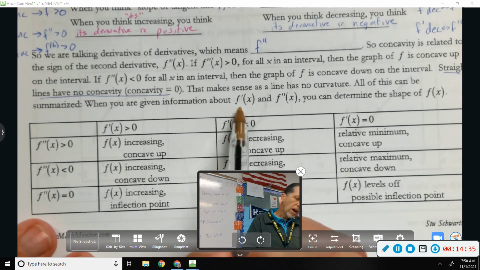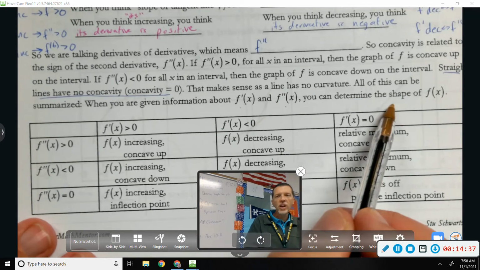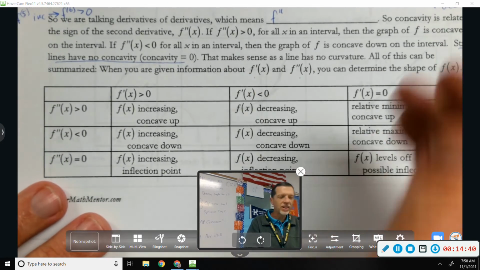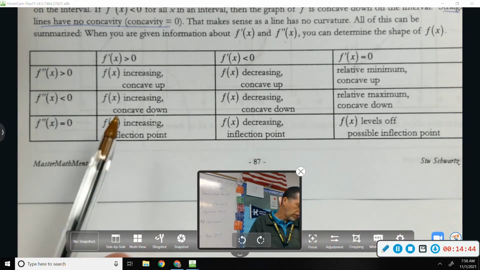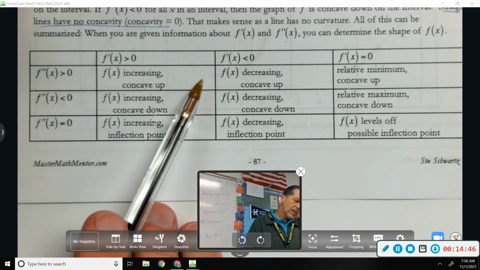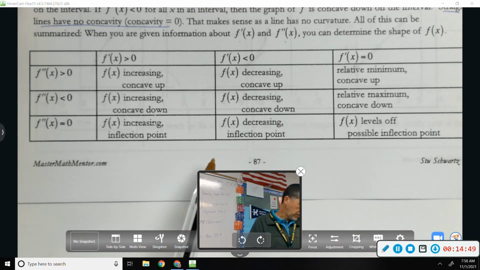When you know f prime and f double prime, you can determine the shape of f of x. We've done a little bit of this. Let's see if we can draw a piece in each of those 9 boxes.